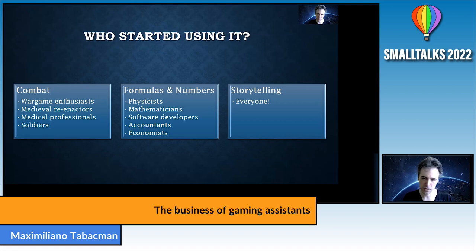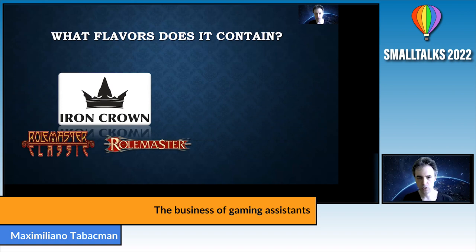So what does it contain? Well, I told you that Iron Crown allowed me to do the Rollmaster Classic and Rollmaster Fantasy. It's a contract that I have with them. They get part, of course, of the income. But now we're working on adding more.